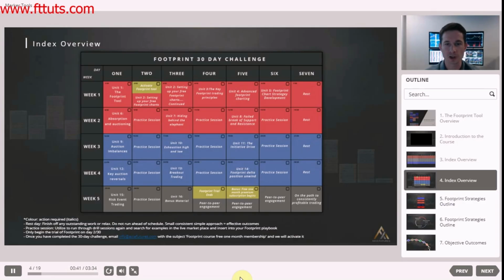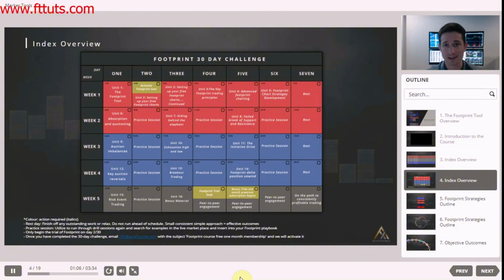Now, as you can see, as per the calendar, I've broken it down into 5 weeks. Within those 5 weeks, I've broken it down into 7 days a week, i.e. Monday to Sunday. What I propose you do is take the unit on the day that it has been allocated. As you can see, some days have been allocated to rest. Please make sure you take these rest days.